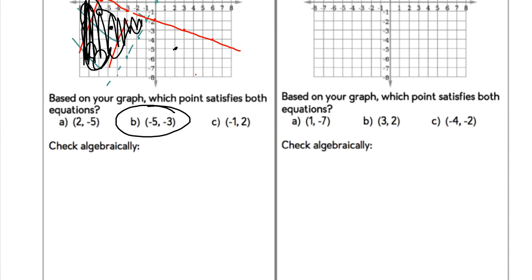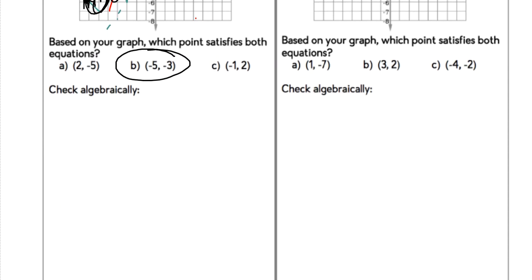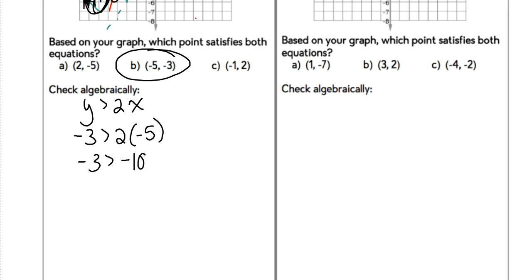Remember, any point in those double shaded areas are solutions. So for our purposes, we're just going to check negative 5, negative 3. So I'm going to plug it into both inequalities. Remember, our first inequality was y is greater than 2x. So if I check my point here, negative 3 is the y value, x is the negative 5. I get that negative 3 is greater than negative 10. That is true, so it checks there.